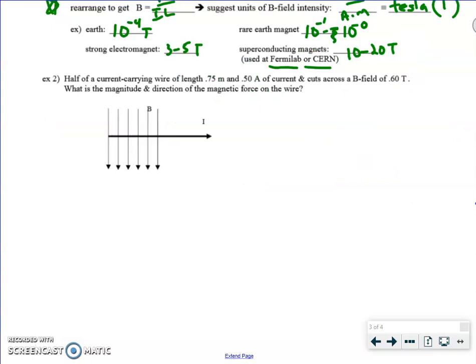Okay, so let's finish up with two problems. So I have a current carrying wire of a certain length that cuts across a B field with a certain current, and I want to know what is the magnitude and direction. All right, so use the third right-hand rule to figure out the direction of that force right now. Press pause.